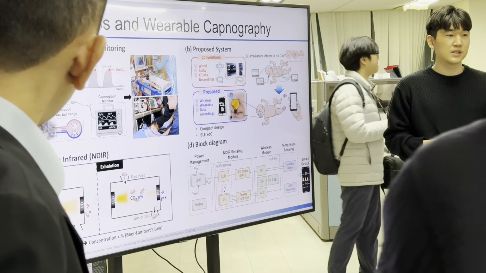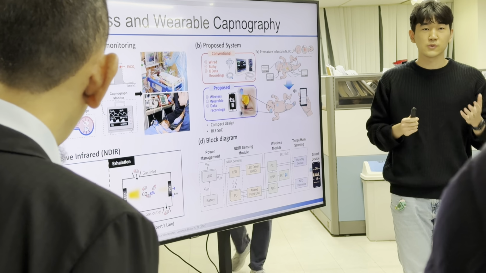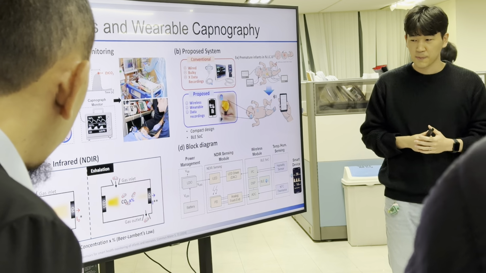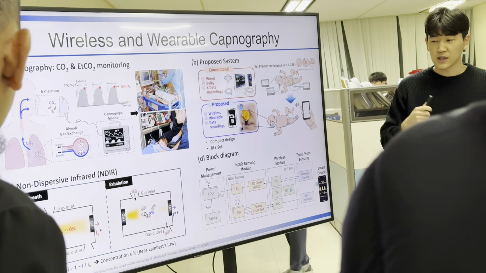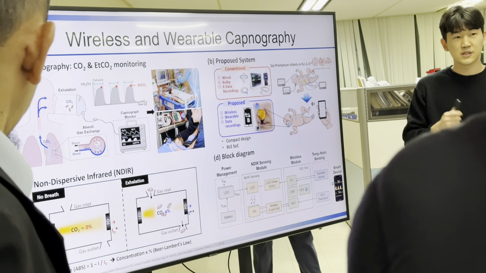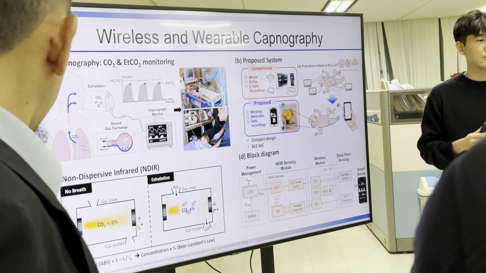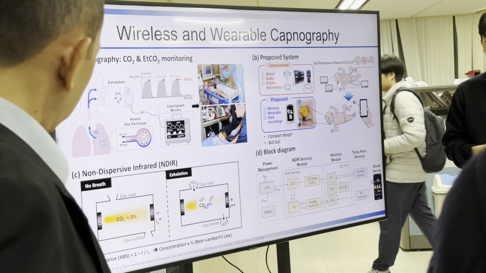Like other gas sensors, we use the non-dispersive infrared method, called the NDIR method. This method uses 4.3 micrometer light and measures the CO2 absorbance that occurs during traveling through the CO2 gas. Through the principle called Beer-Lambert's law, we can calculate the concentration from the CO2 absorbance. Therefore, we continuously measure the CO2 absorbance to continuously measure the CO2 concentration of the human breath.